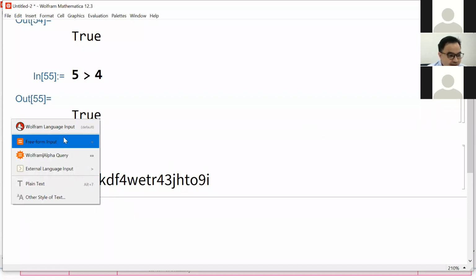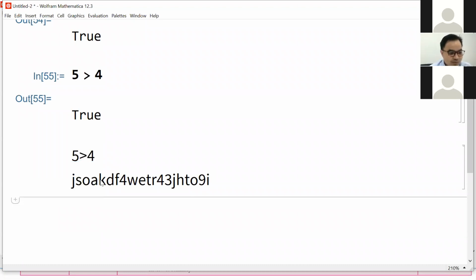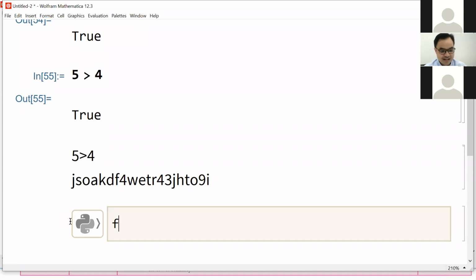By the way, so this is text clear input. This is a new feature, by the way. If some of you want to integrate Mathematica with Python, you can do this because you can put in Python code. So this is like a Python script. So you actually don't need Jupyter Notebook. This is actually a Jupyter Notebook.